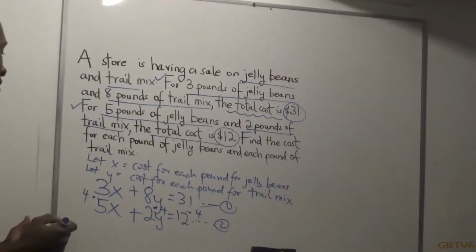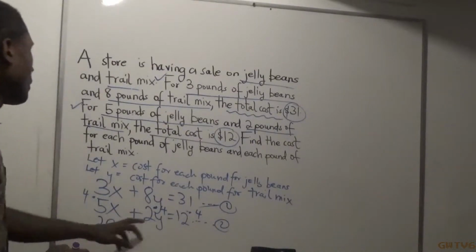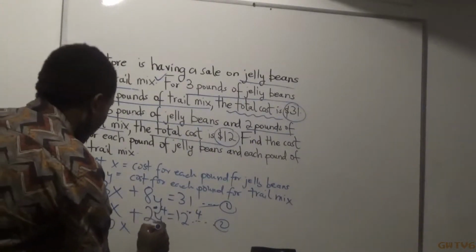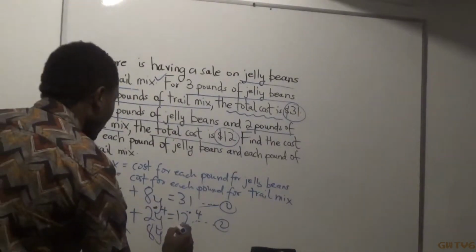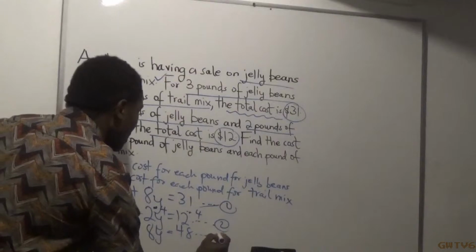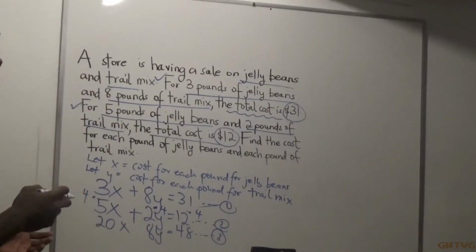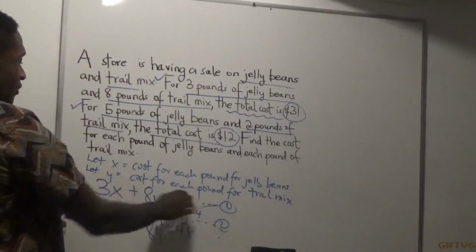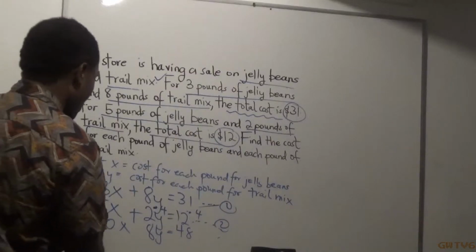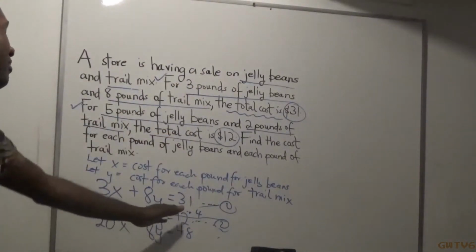And if that happens, I'm now going to be having 4 times 5. I got 20x. 2 times 4, I have my 8y. And then 12 times 4 is 48. So let me just call that equation number 3. Or in other words, I don't even have to call it equation number 3. That is actually replacing this side right here. So I don't have this anymore. So this is replacing what I had before.